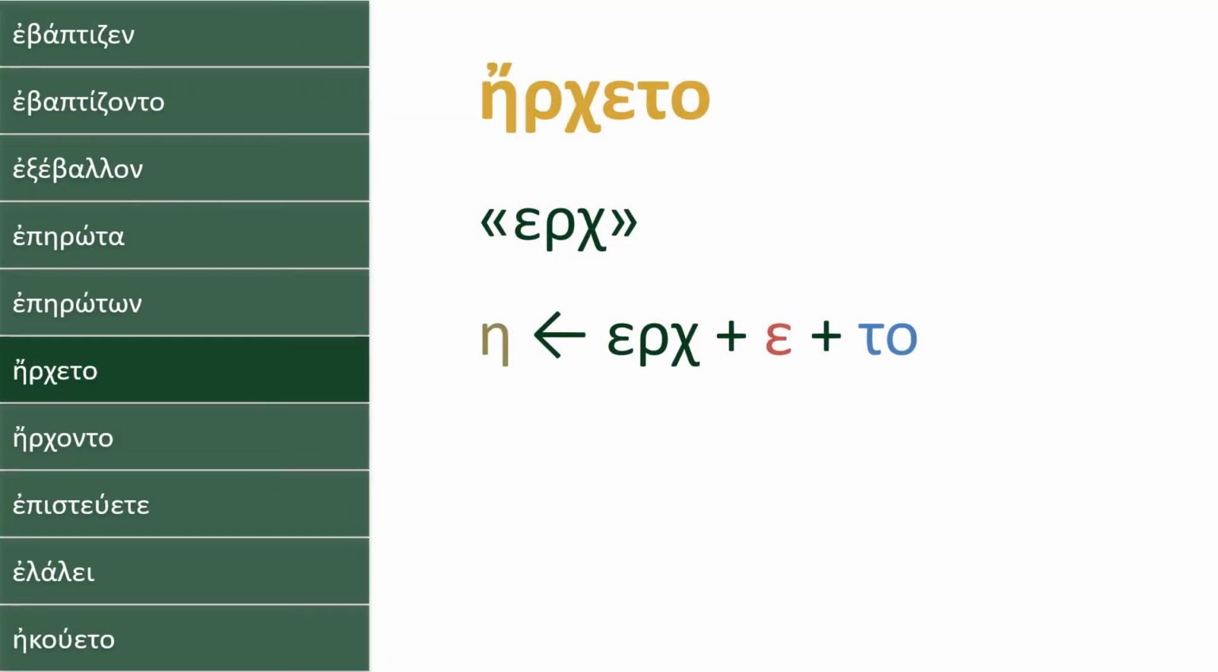Ergeto, he, she, or it was coming, imperfect deponent third person singular of ergome. The stem is erg. We have a vocalic augment. The initial epsilon lengthens to eta as the augment. We add the connecting vowel epsilon and the three singular personal ending ta, and we get ergeto.